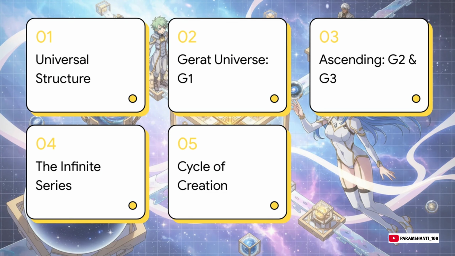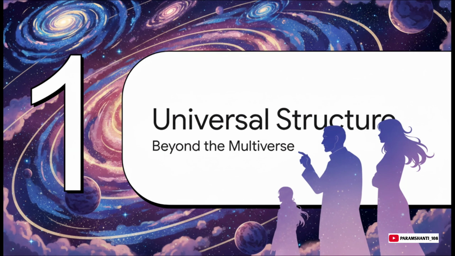Okay, here's how we're going to break this down. First, we'll introduce the basic universal structure. Then, we'll dive deep into that first level, G1. After that, we'll start climbing, ascending through the higher levels. And finally, we'll look at the grand cycle that governs this whole thing. All right, let's get right into it.